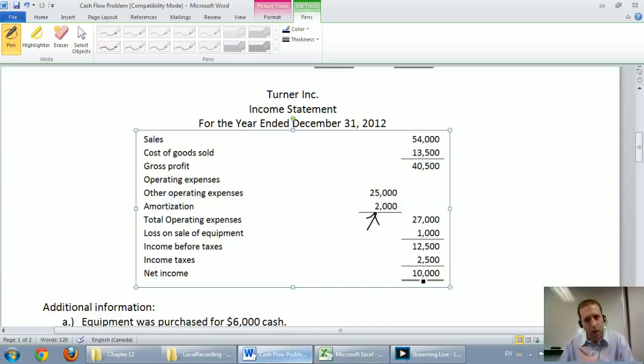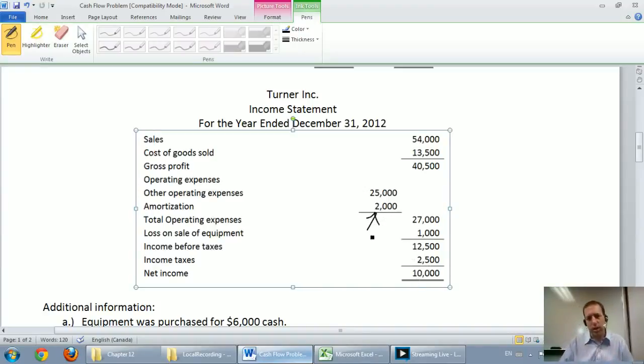What we're saying now is, well, it's fine if we want to say net income is a reasonable measure of cash flow, but we know that this $2,000 had no impact on the cash flow. So if I minused it, I did that in error. It shouldn't affect the cash flow. So what we do is we add back the $2,000.